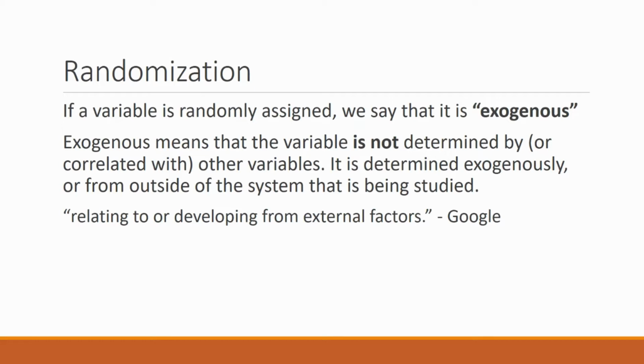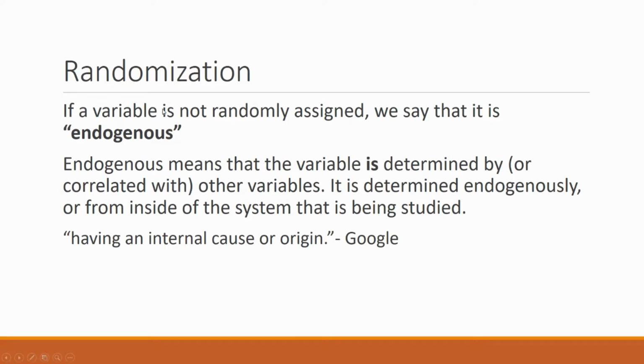All right, so if a variable is randomly assigned, it will be exogenous. If a variable is not randomly assigned, we say that it is endogenous. Endogenous means that the variable is determined by or correlated with other variables. That means it's determined endogenously, or from inside the system that is being studied. Using Google, this means having an internal cause or origin.